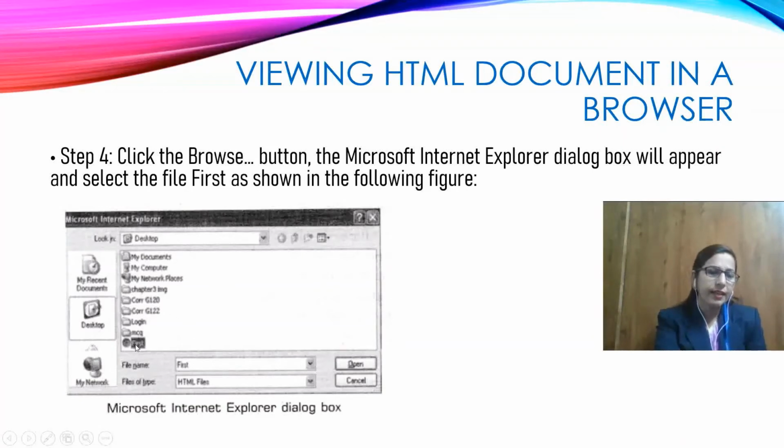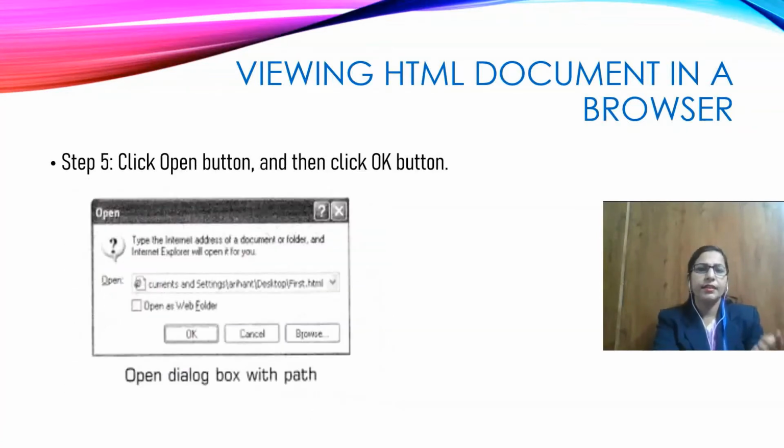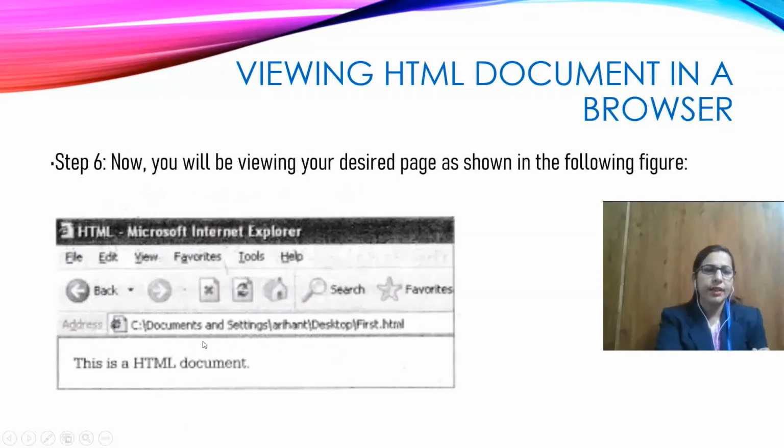The first file appears here, and I click on it and it goes into my text box, or you can type it here, and after this you click on the Open button. As you click on the Open button, this will come in front of you, showing the address, the whole path of that location. As you select it and click on OK, you can get the web page.